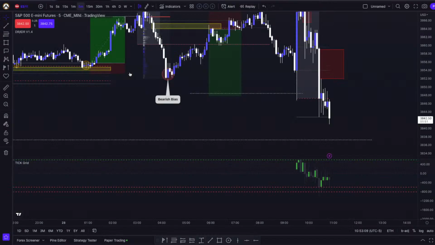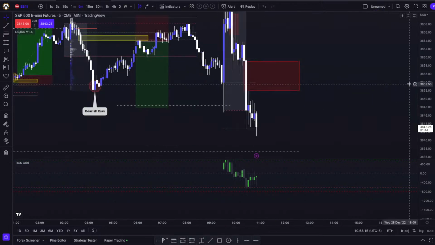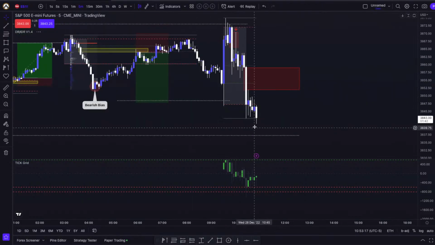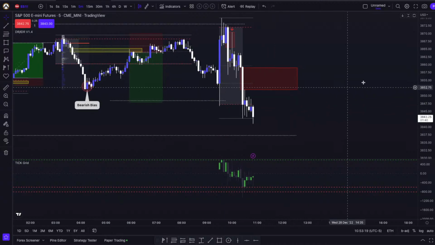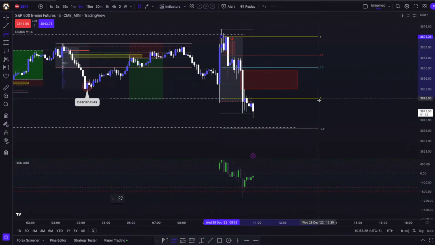And then we could be looking at fair value gaps to enter from, such as this one right here, for a possible short entry, but we will have to wait for the confirmation. So now we can already draw our IDR range with the standard deviations.